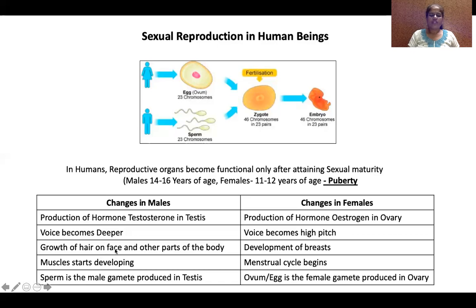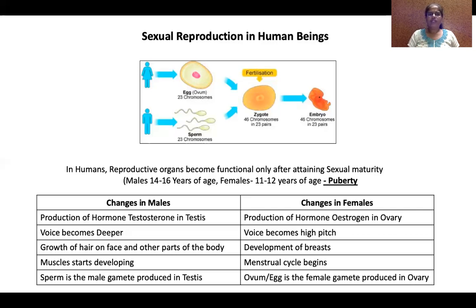For males, we can see growth of hair on the face, like mustache and beard, and on other parts of the body, legs, hands, everywhere, whereas for females, we can see development of breasts. For males, whole body muscles start building up, whereas in females, the menstrual cycle begins from puberty. What is the menstrual cycle? We'll see in a later stage. Due to production of testosterone, the sperm, that is the male gamete, starts producing in the testes. Whereas in females, the egg or ovum, that is the female gamete, gets produced in the ovary. These are the major changes in both males and females at puberty.